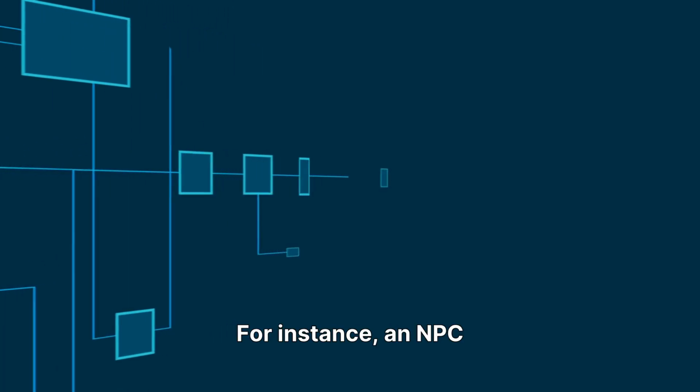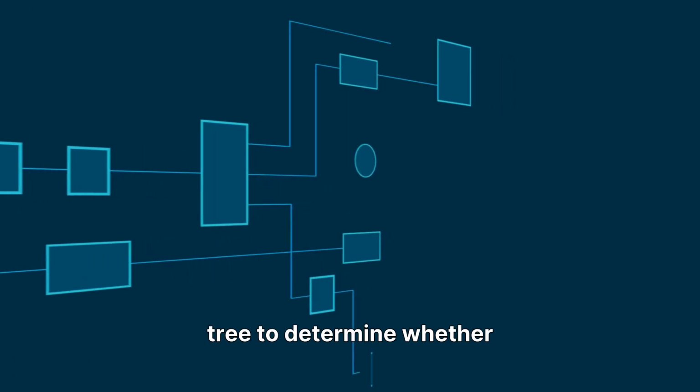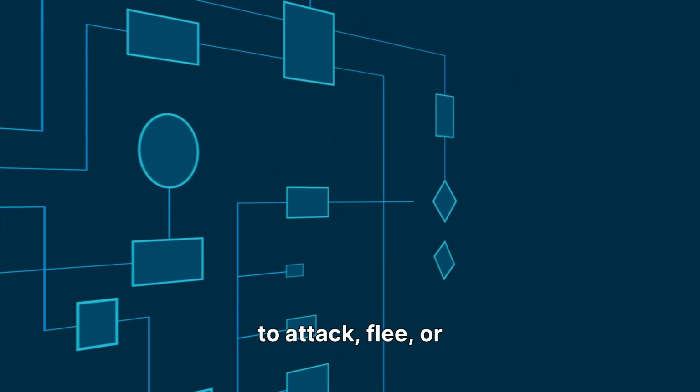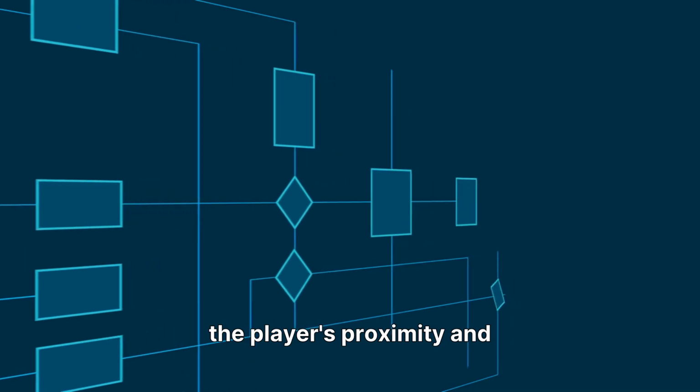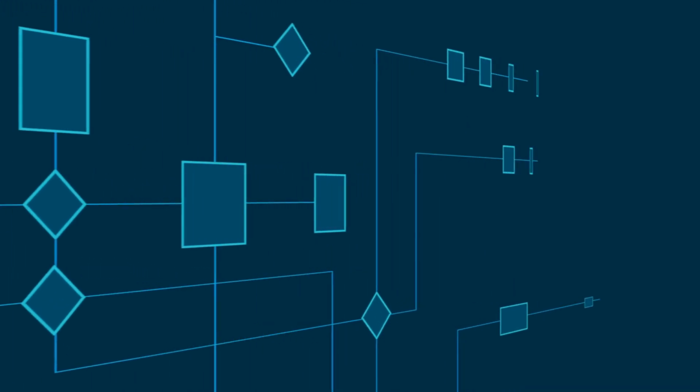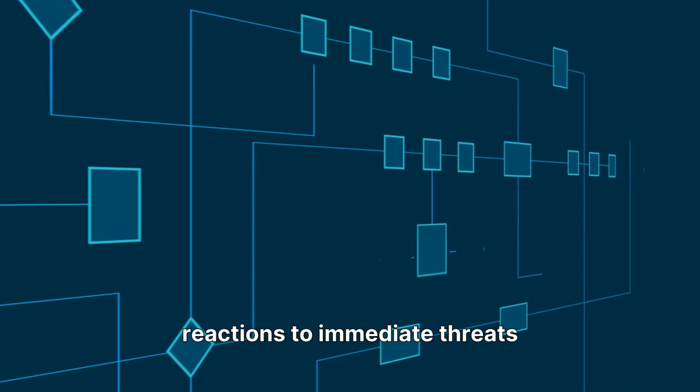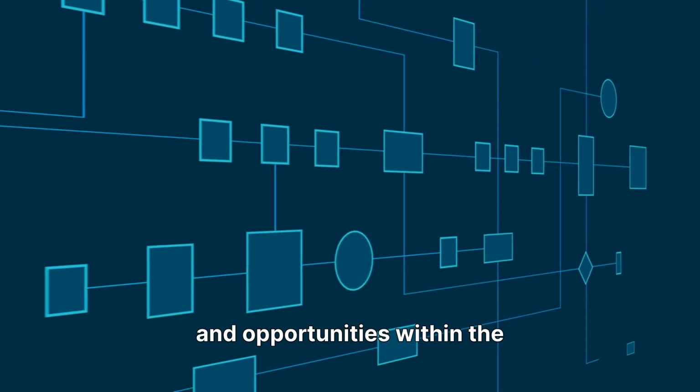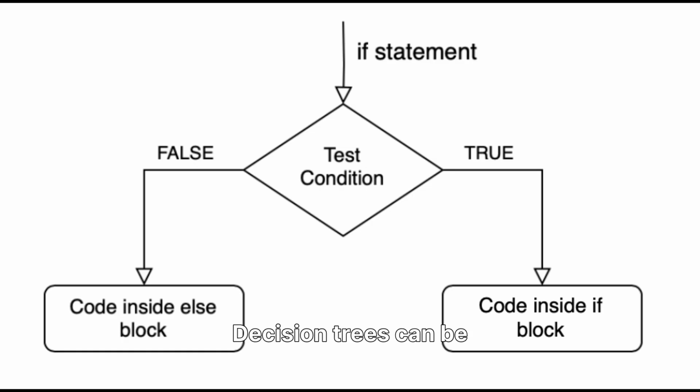For instance, an NPC might use a decision tree to determine whether to attack, flee, or take cover based on the player's proximity and the NPC's health. This allows for nuanced reactions to immediate threats and opportunities within the game. Decision trees can be implemented using nested if-then-else statements, a common and accessible approach in programming. This method is intuitive for developers familiar with basic conditional logic.